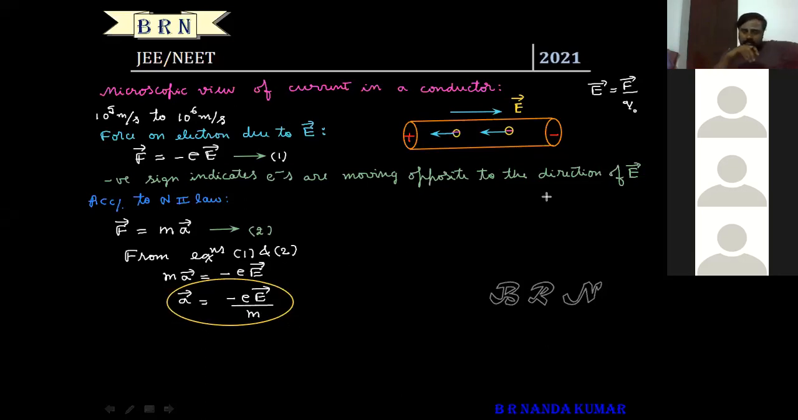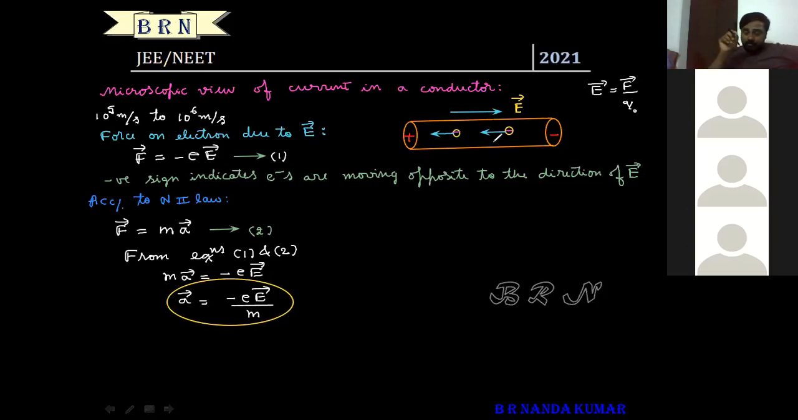Think slowly. So when an electric field is applied across the ends of the conductor, the free electrons get accelerated. How much acceleration does a free electron have? I have calculated it here. So this is the acceleration of the electron in the presence of the electric field.